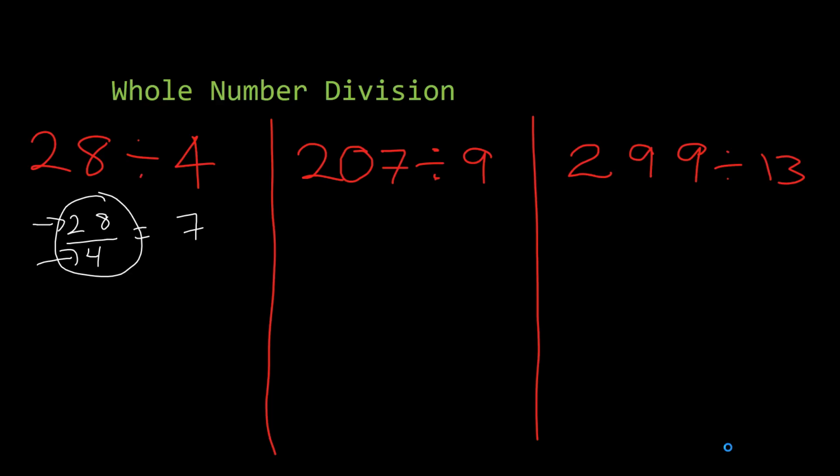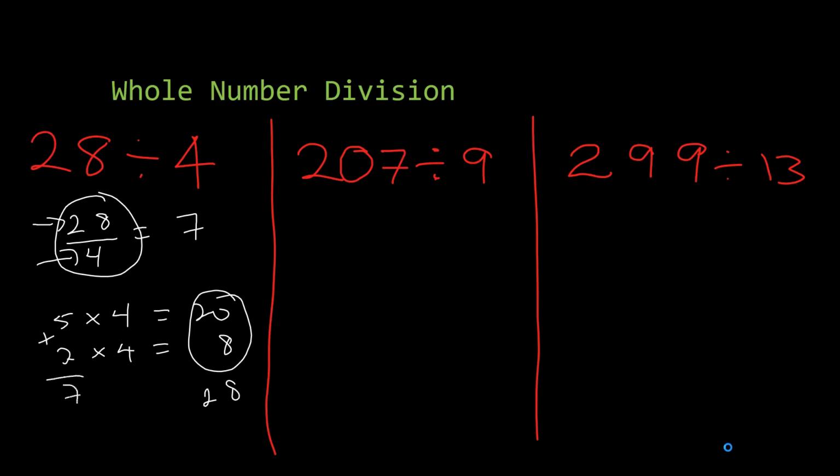Let's try to add up numbers to 28 and see what we can do. If I know that 5 times 4, in other words, 5 groups of 4, is equal to 20, and I know that 2 groups of 4 is equal to 8, then when I add these two and I get my 28, I can see that 5 groups plus 2 groups, which is 7 groups, times 4 will be equal to that 28. Let's try it again with this one.